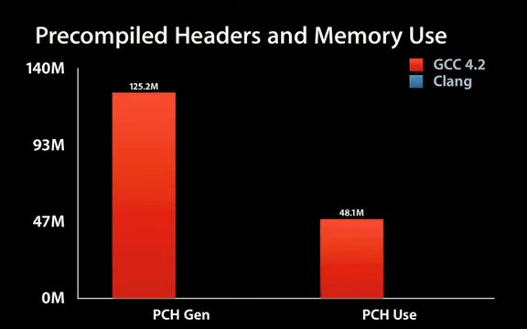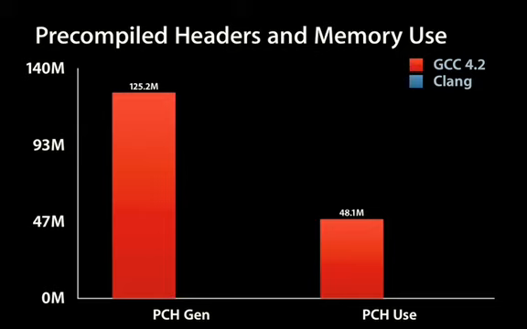Well, there's two scenarios, generation and use. And you can see that here we're looking at memory use. GCC takes almost 125 megabytes to generate a PCH file for, say, Cocoa.h. But it only takes 48 megabytes of memory when you use it. Well, that's good because you only generate it once and then you use it a lot of times, right?